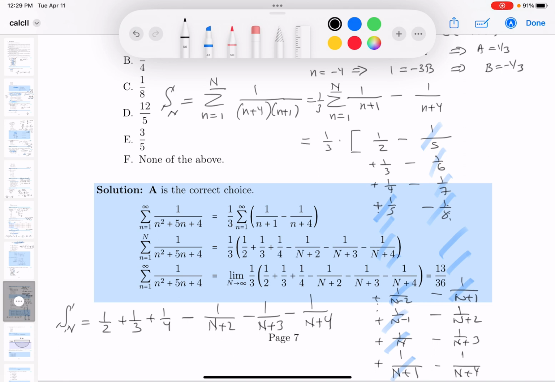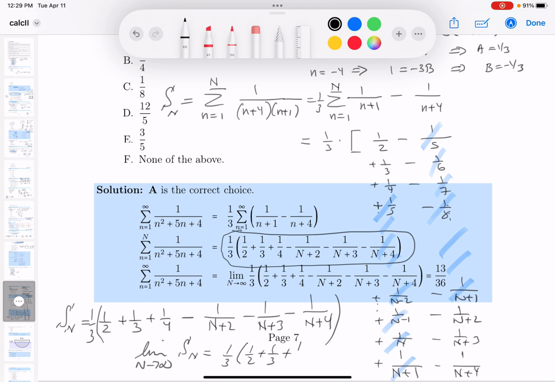I want to show you where this is written in your notes, by the way. And this is written over here. I just noticed that I forgot to put the 1/3 down. All right, 1/3. I see the 1/2, 1/3, 1/4. Then I see minus 1 over 2, 3, and so on. I see it, all right? What do you do now? You take a limit as the big N goes to infinity. And this would be the infinite sum. What are you going to get? 1/3 times 1/2, 1/3, 1/4, and those last 3 terms would disappear, because they get really small.